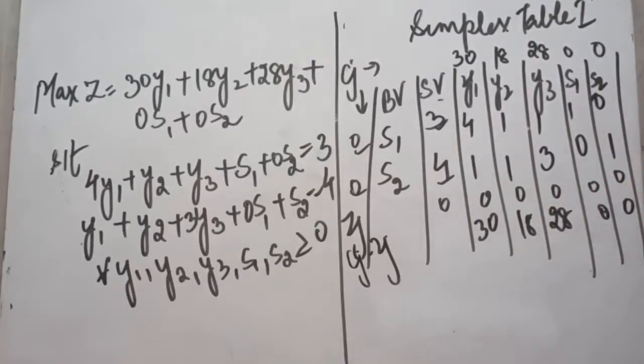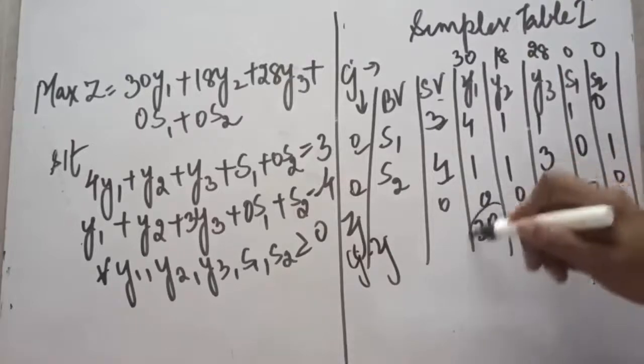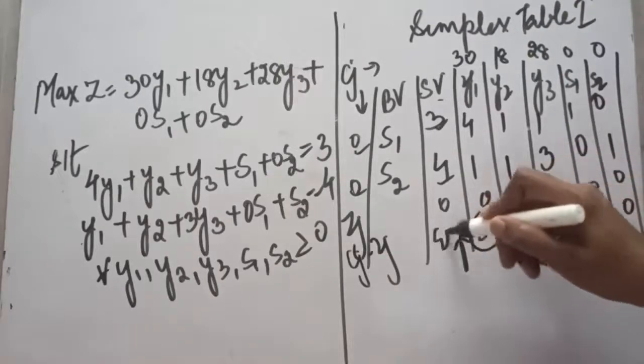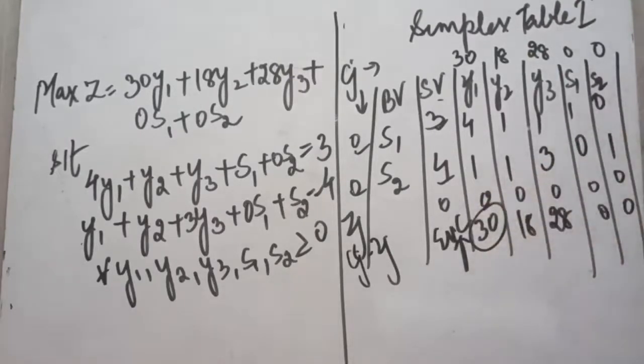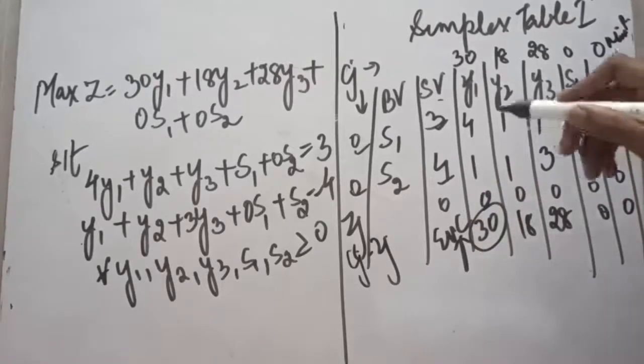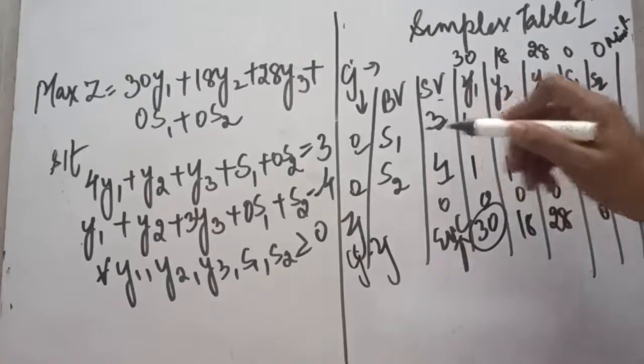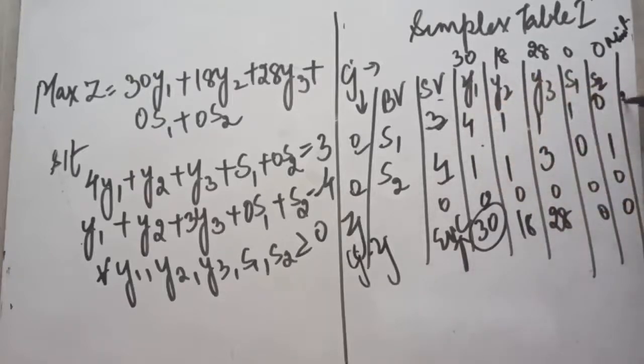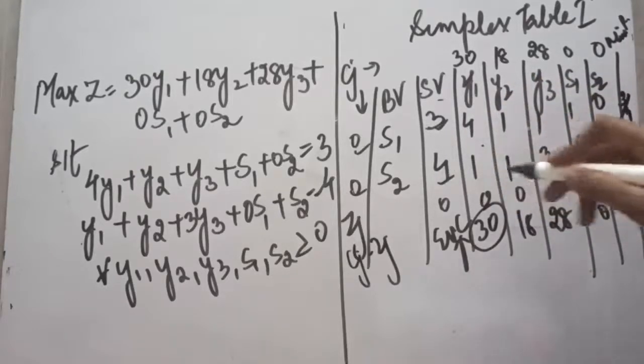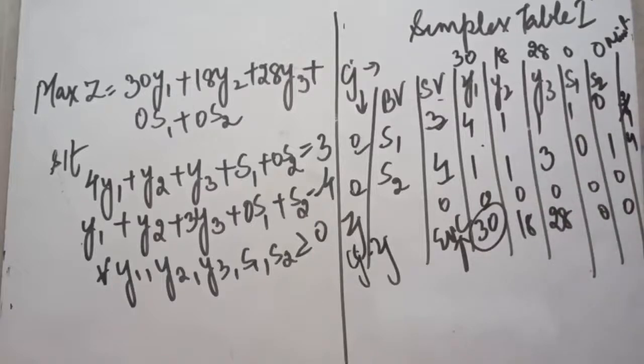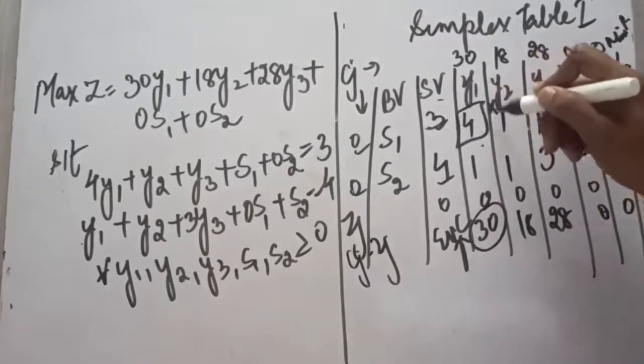As this is a maximization problem, the maximum value, that is 30, will be chosen. This will become our entering variable column, and for that we will also calculate the minimum ratio. So if this is the entering variable column, the minimum ratio will be, first, 3 by 4 and second 4 upon 1, that is 4. So this will become the least one, this will become our leaving variable row, and this is the key element.